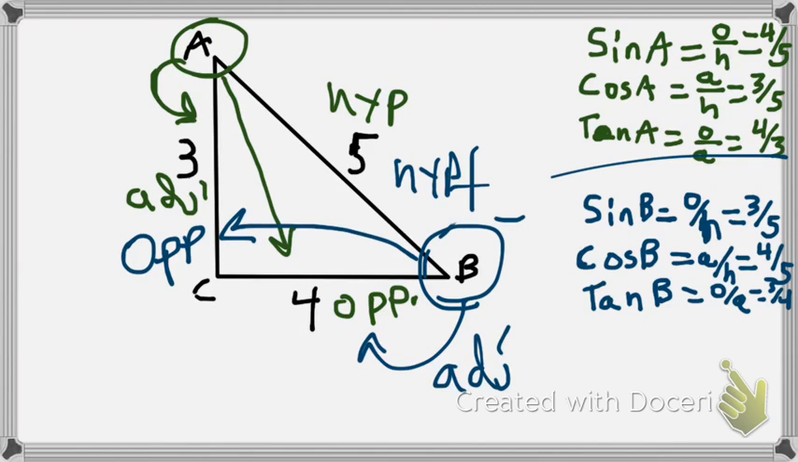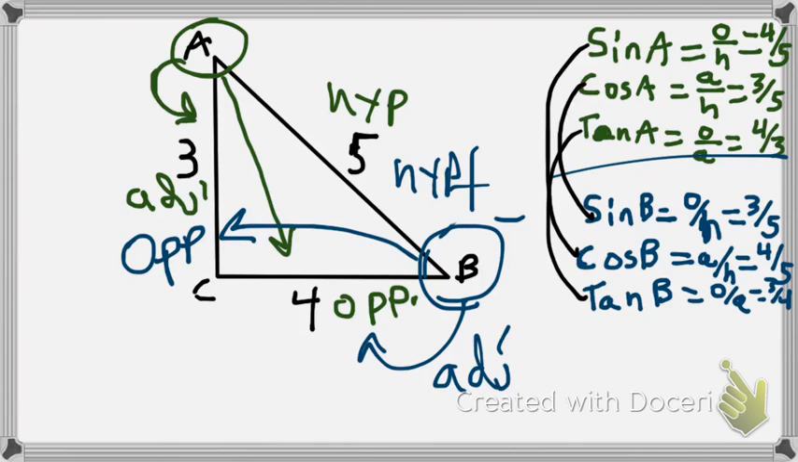Now notice how, when we look at this, the trigonometric ratios of one angle are related to the other. We'll get into this more later, but I want you guys to start seeing this now. Notice that the sine of A is equal to the cosine of B. The cosine of A is equal to the sine of B, and the tangents of A and B are the inverse of each other. They're flipped upside down.